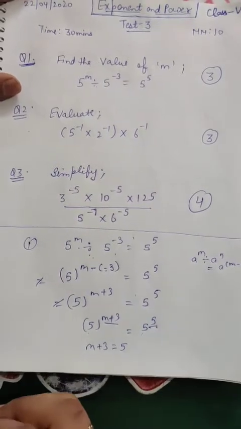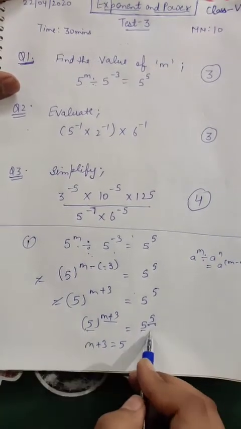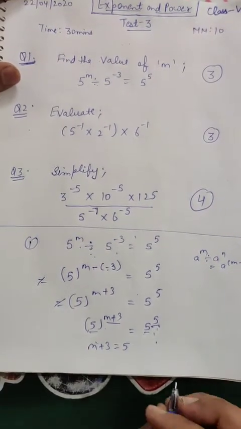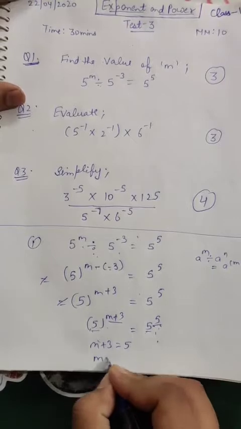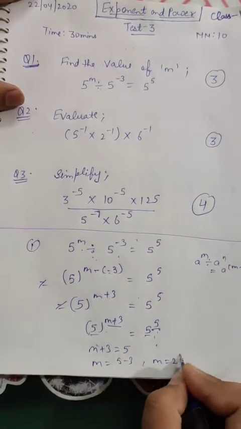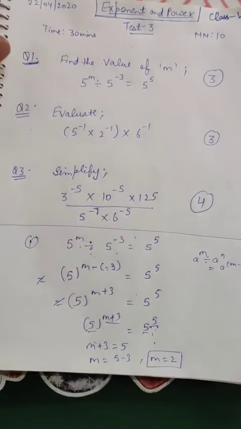Exponents will become equal when bases are the same. The base here is 5 on both the left hand side and right hand side, so the exponents will also become equal to each other. From here we can find the value of m is equal to 5 minus 3. So therefore m is equal to 2. So the value of m is equal to 2.